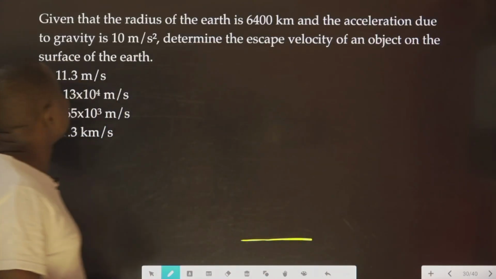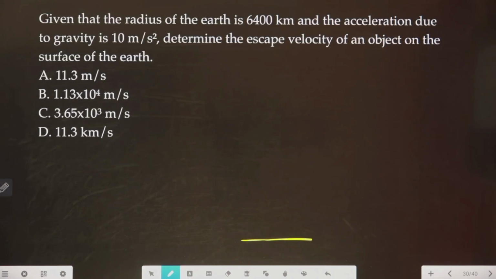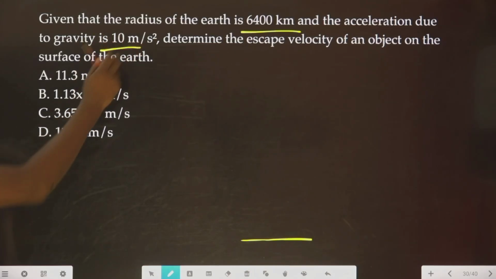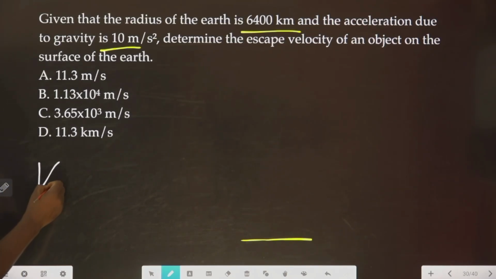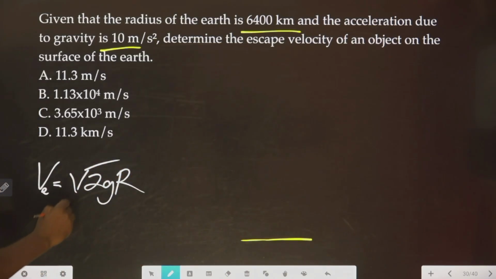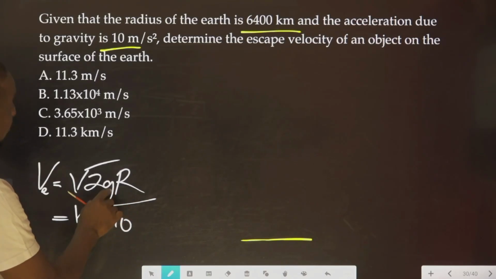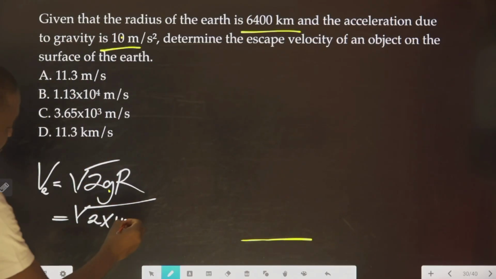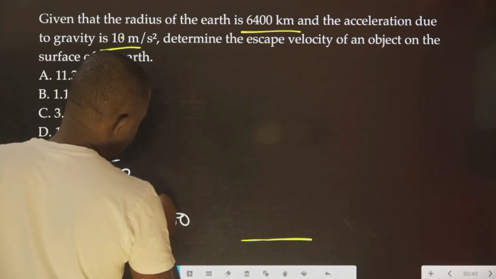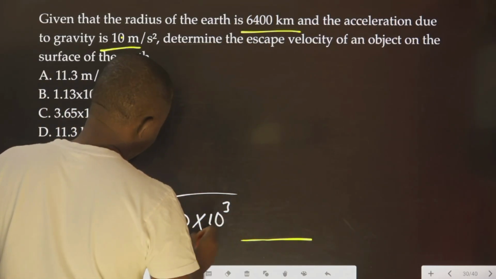What is it saying? It's saying, given that the radius of the Earth is this, and the acceleration due to gravity is this, determine the escape velocity of an object on the surface of the Earth. To do this, escape velocity is equal to square root of 2gR. This formula is very important. You remember it. So we put 2, we put 10, this and this. Then we put the radius, which is 6400. The rest is just calculation, okay? You agree with me? We are told that this is in kilometer. So we have to multiply by 10 to the power minus 3.